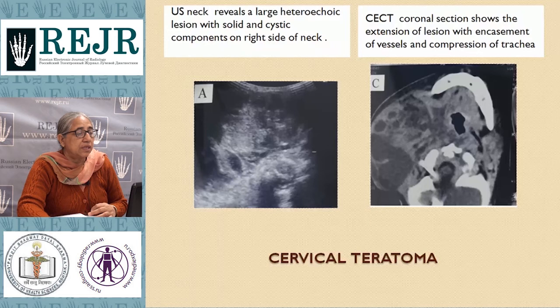This is a case of a cervical teratoma. Ultrasound reveals a large heteroechoic lesion with solid and cystic components on the right side of the neck. A contrast enhanced CT coronal section shows extension of the lesion, encasement of vessels and compression of the trachea.